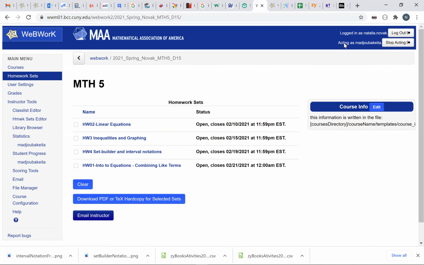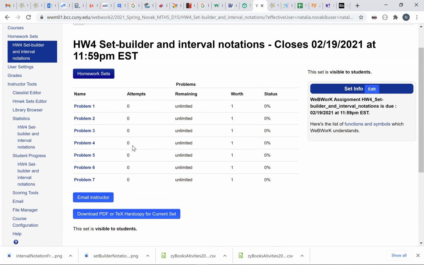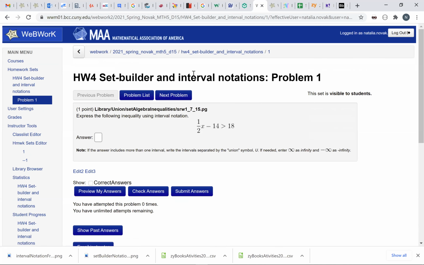Let me move this. Okay. Now, let's take a look at homework number 4. It has 7 questions. And I do remember that here you will put the interval notation. So you need to solve it and put the interval notation.